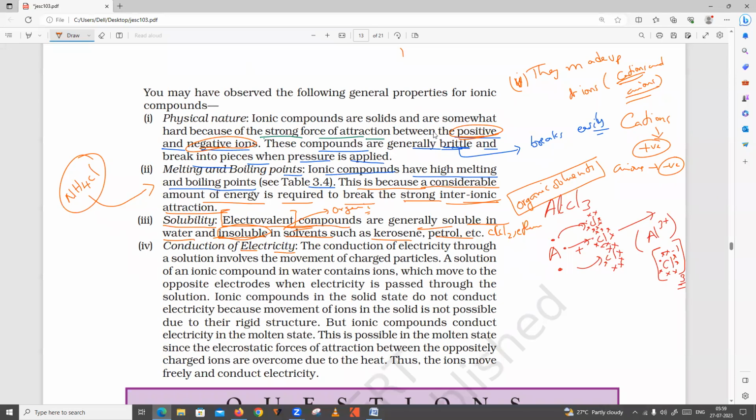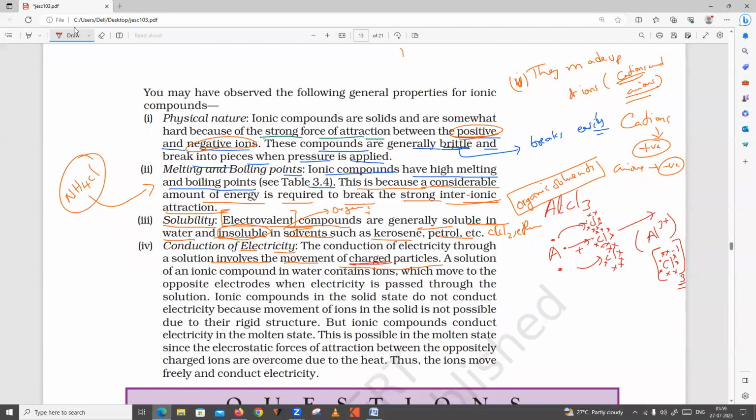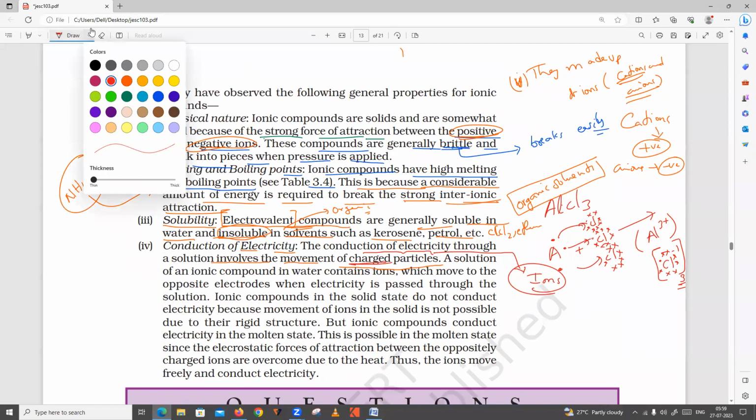When they are in the molten state or the aqueous state, they will form ions. Am I right or wrong, guys? The conduction of electricity through a solution involves mainly what? When the current passes, they will form the ions. In the second chapter we also studied this. Charged particles we used to call ions. Understood? We have studied this in the second chapter.